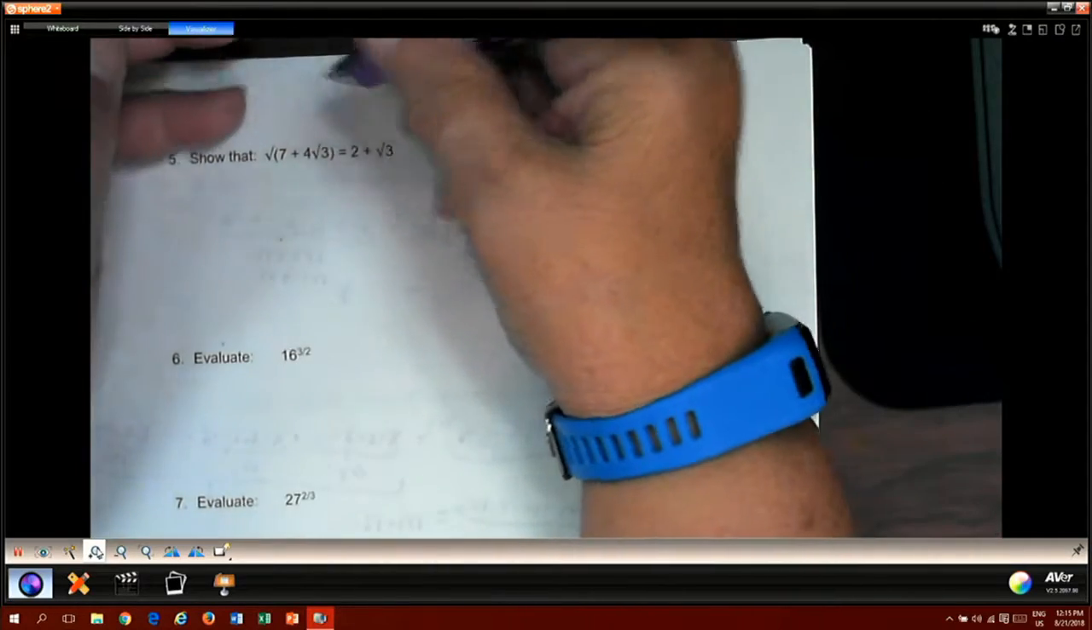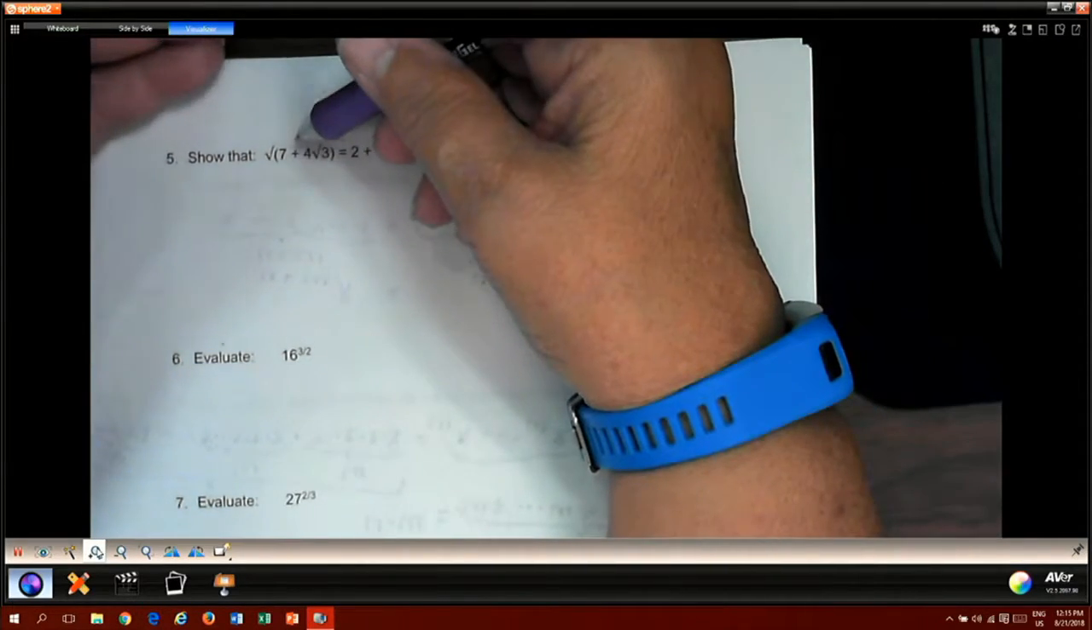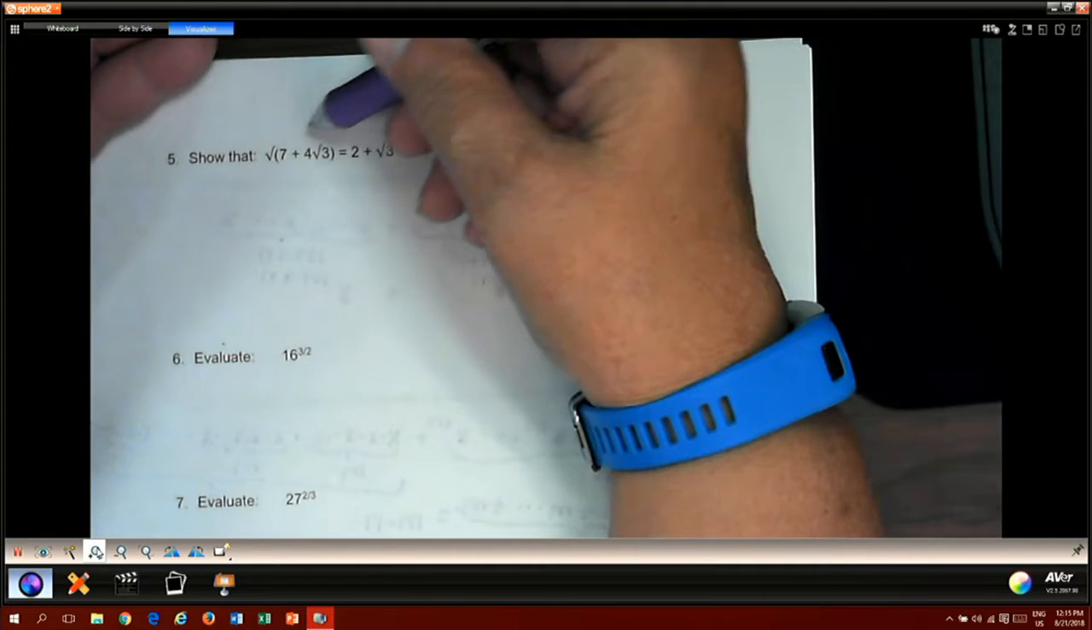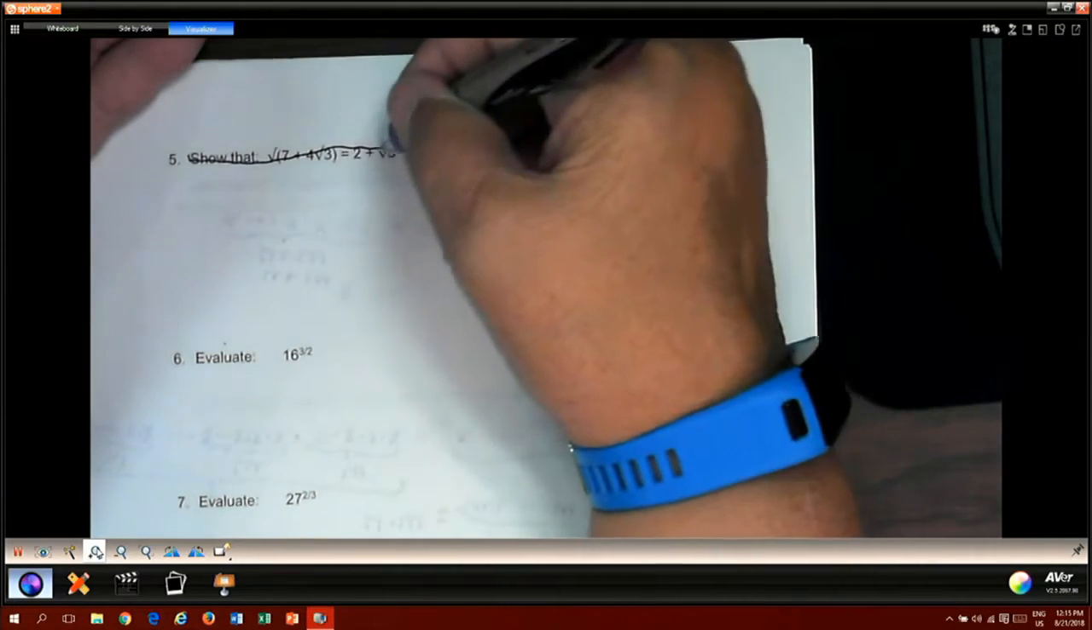So here, we want to show that the square root of 7 plus, okay, we're not going to do this one. That's just too confusing and not something I'd ever ask you on a test. So we just won't do it. It's in the textbook if you want to see how it's done. This next one's more important to me.